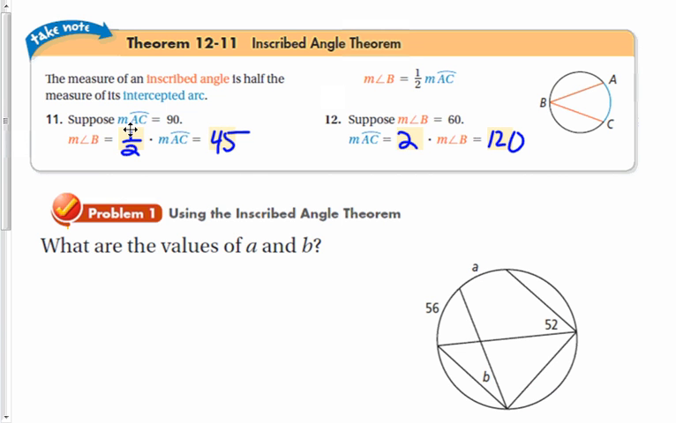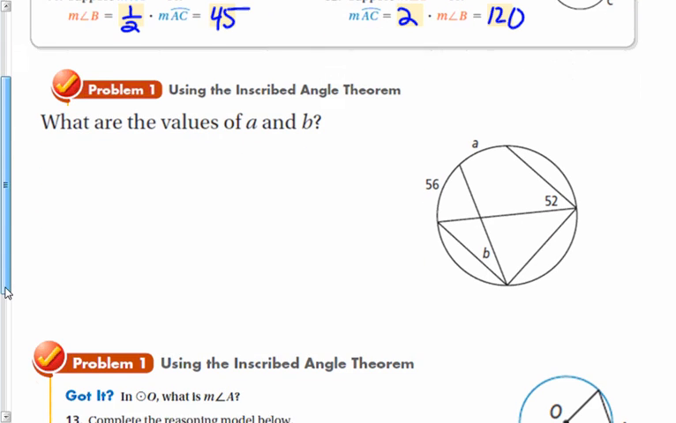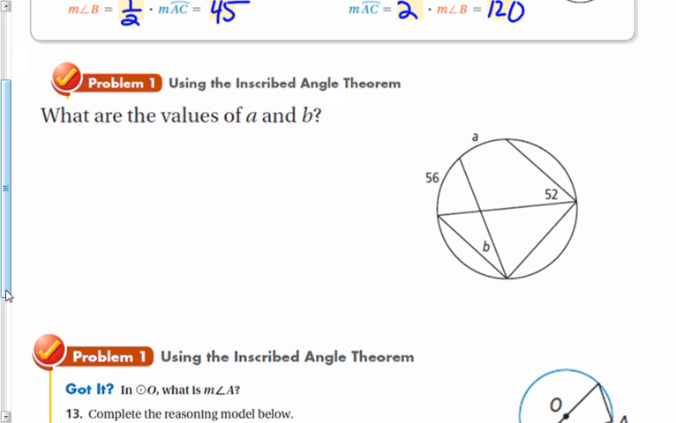So looking at this picture, we can figure out A and B by using the inscribed angle theorem. It turns out that B will be equal to 1/2 of this angle's intercepted arc, and the intercepted arc is this part right here, which is 56. And that's going to equal 28.